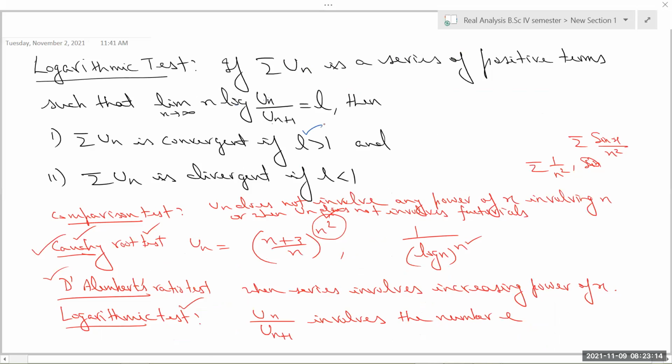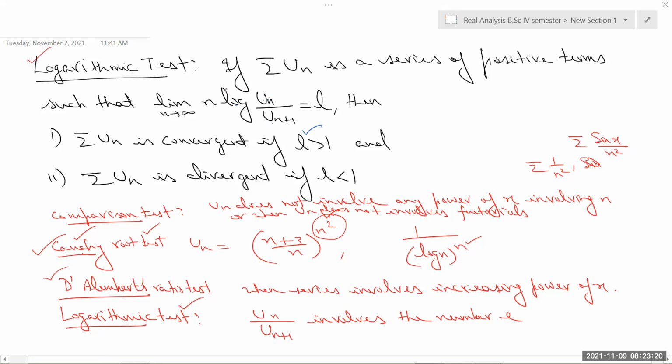Now another important test I would like to recall in short is the logarithmic test. As per its statement, if summation un is a series of positive terms such that limit n tending to infinity of n log un upon un plus 1 is equal to L, then the series summation un is convergent if L is greater than 1, and divergent if L is less than 1. We apply this test when the limit of un upon un plus 1 involves the exponential term e. I will discuss some questions based on this one.